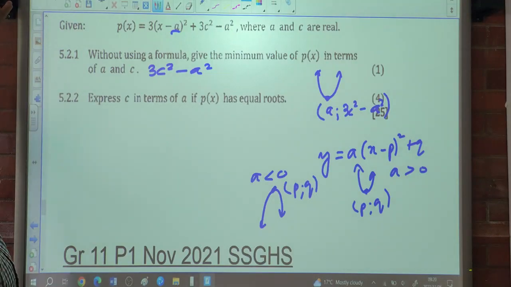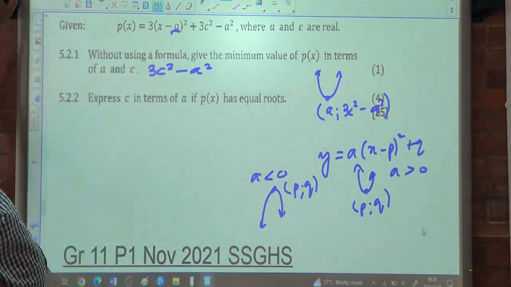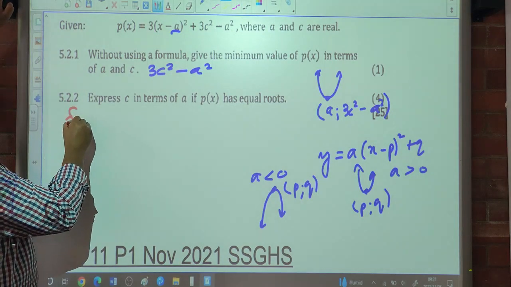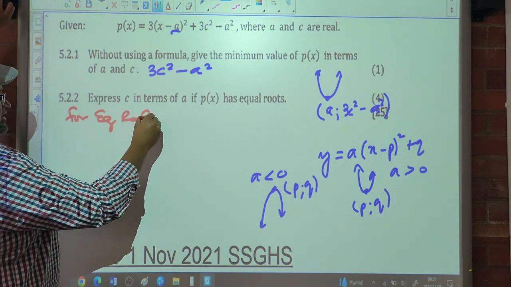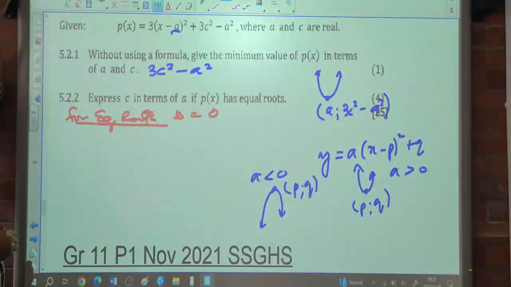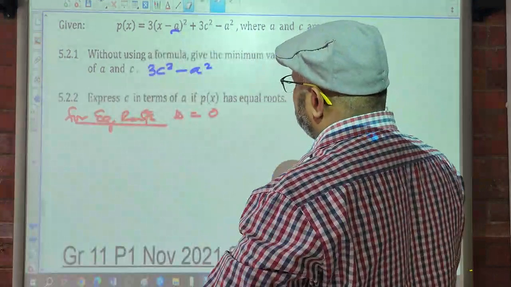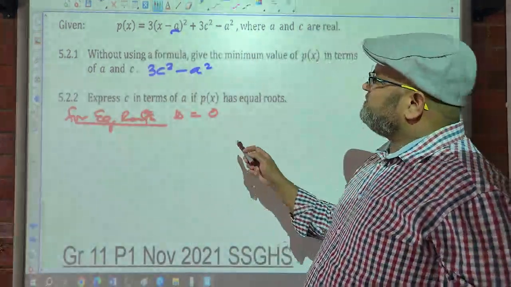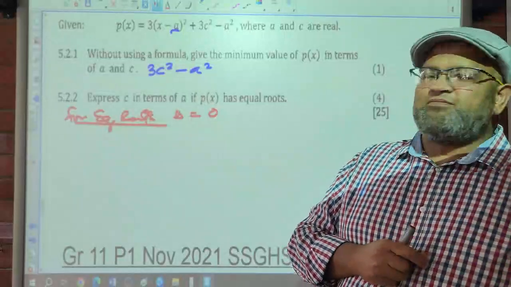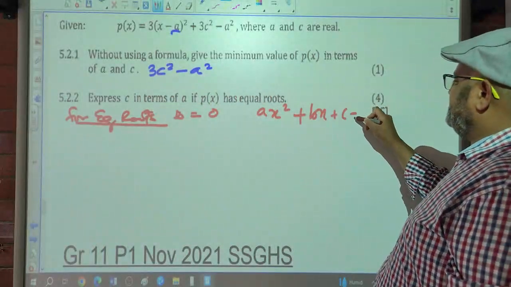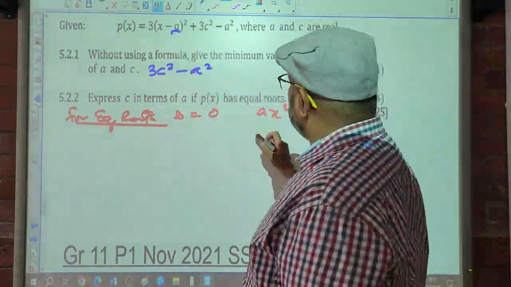Then in 5.2.2, the question says express c in terms of a if p of x has equal roots. Okay, that's equal roots. What do we know about equal roots? Delta is equal to 0. So if delta is equal to 0, I first need to extract delta, not so. How do I do that? It must be in the form of ax squared plus bx plus c. So I'm going to multiply this out here.